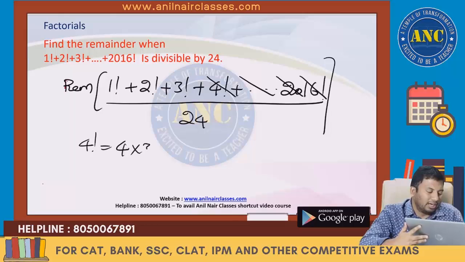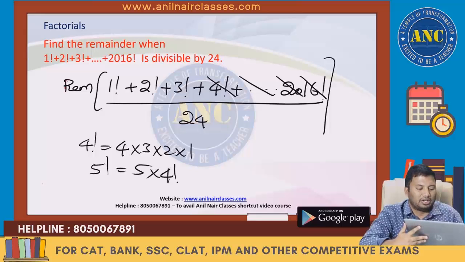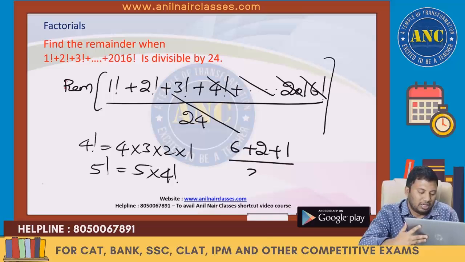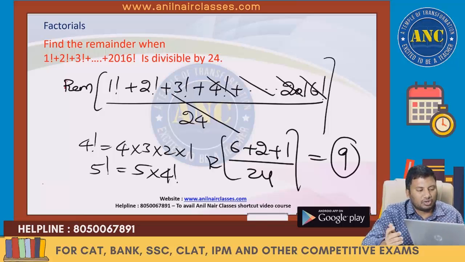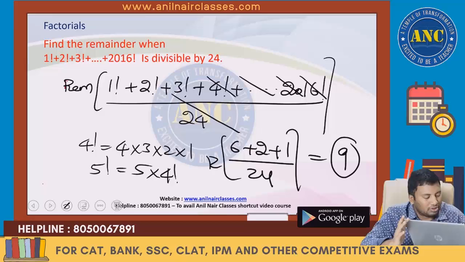4 factorial is 4 into 3 into 2 into 1. 5 factorial is 5 into 4 factorial. So this is nothing but 6 plus 2 plus 1 divided by 24. So answer for this question is 9. I hope the approach is clear.